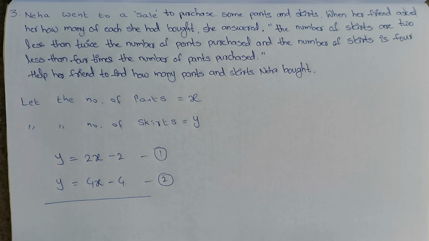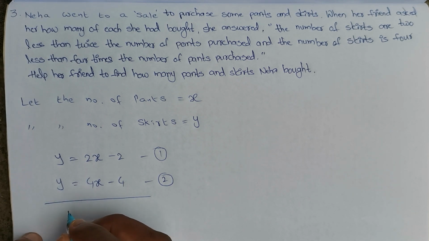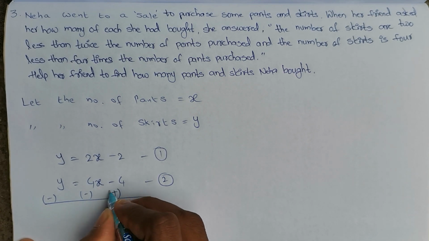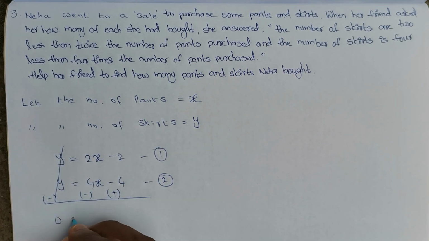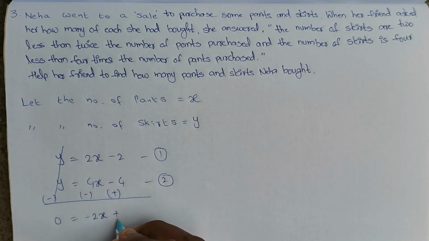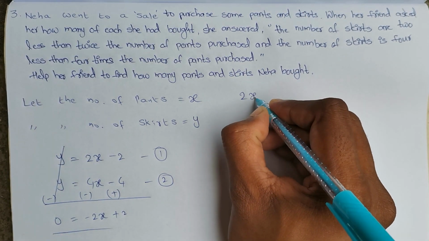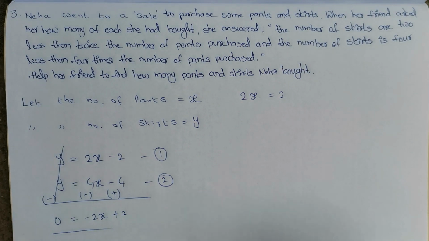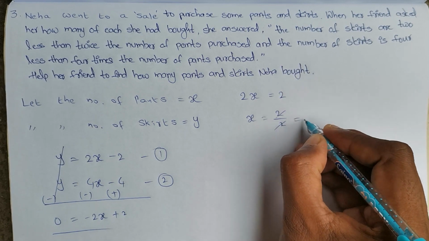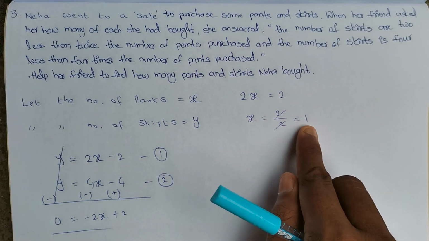All the word problem solutions I am going to solve through the elimination method only. These two equations, I am subtracting. So plus y will become minus y, plus 4x will become minus 4x, minus 4 will become plus 4. So y minus y is 0, which equals 2x minus 4x, that is minus 2x, minus 2 plus 4, that is plus 2. Now this minus 2x I will take to the left side. So we will get plus 2x equals plus 2. So x equals 2 by 2, the 2s cancel, and we remain with 1. x equals 1.